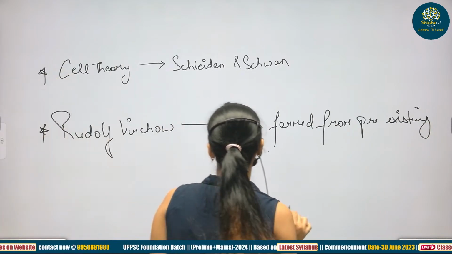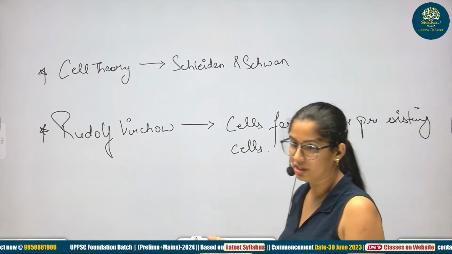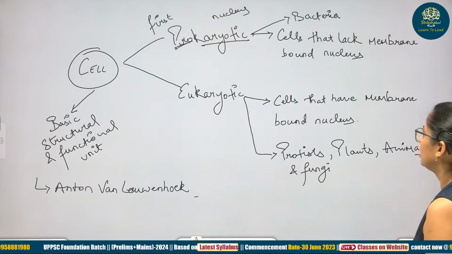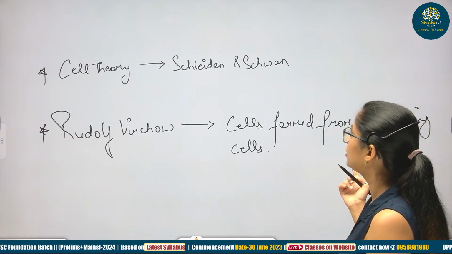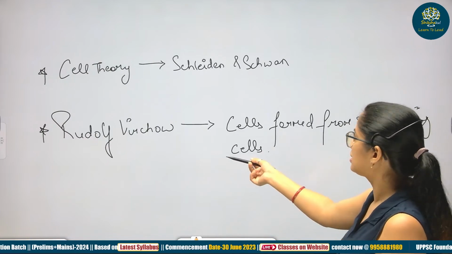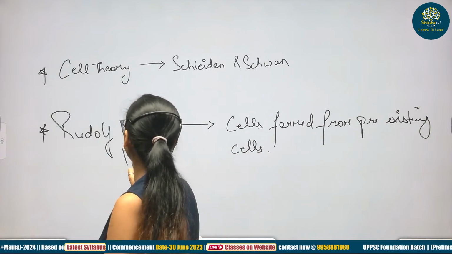So three main scientists are involved in this. Who invented the cell? Anton van Leeuwenhoek, as we have discussed earlier. Who proposed the cell theory? Schleiden and Schwann. And who says that the cells are formed from the pre-existing cells? That is Rudolf Virchow in the year of 1855.